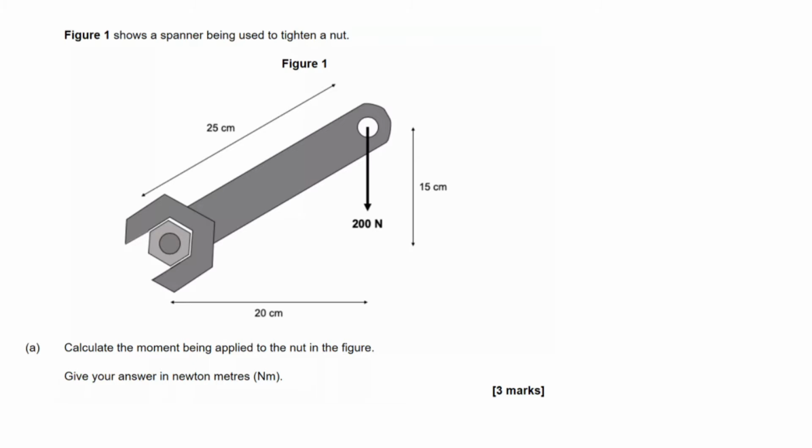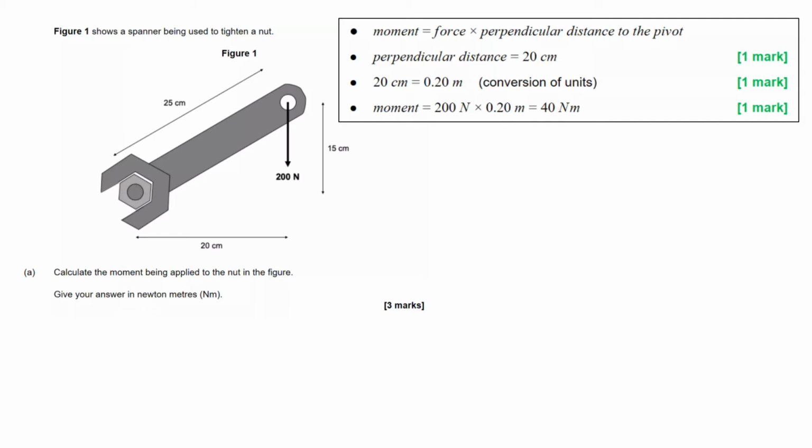So if you look at the mark scheme, the moment is equal to the force times the perpendicular distance to the pivot. Perpendicular distance is 20 centimeters. You convert the centimeters into meters, and then you times those two quantities together. However, there's another way of doing it, but this uses trigonometry.